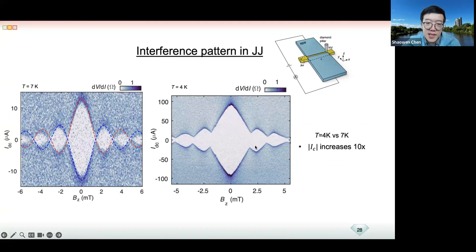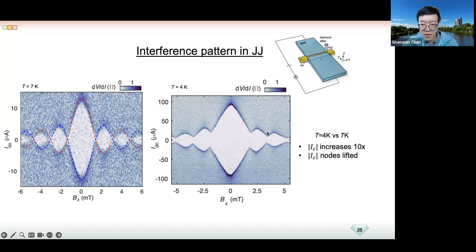And we can simply do this experimentally by measuring our device at a slightly lower temperature, right? So the data I showed you before was measured at 7 Kelvin. If I just cool to 4 Kelvin, then you can see, again, from transport, that the critical current on my junction already increased by an order of magnitude.